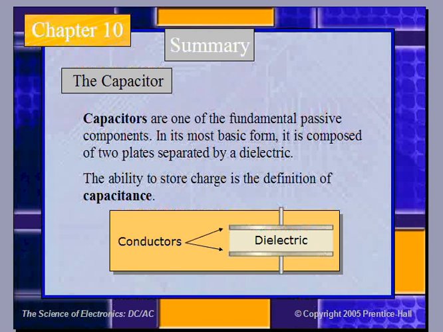The capacitor. Capacitors are one of the fundamental passive components. In its most basic form, it is composed of two plates separated by a dielectric. The ability to store charge is the definition of capacitance.